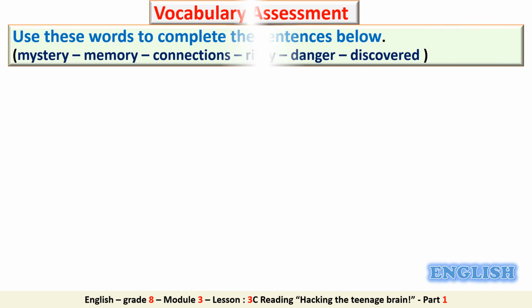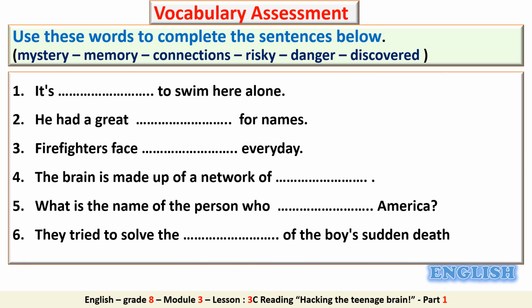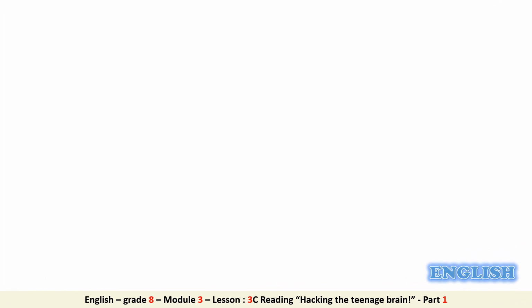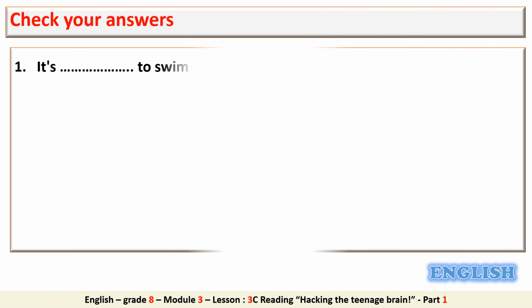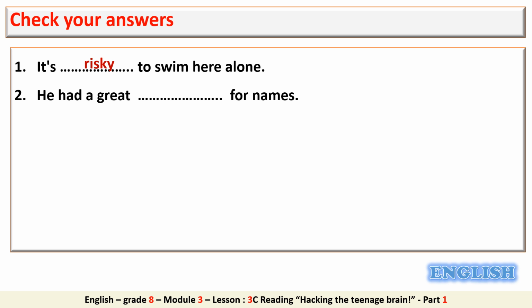Now we have vocabulary assessment. Use these words to complete the sentences below. Then check your answers with your teacher. Now check your answers. 1. It's risky to swim here alone. 2. He had a great memory for names.